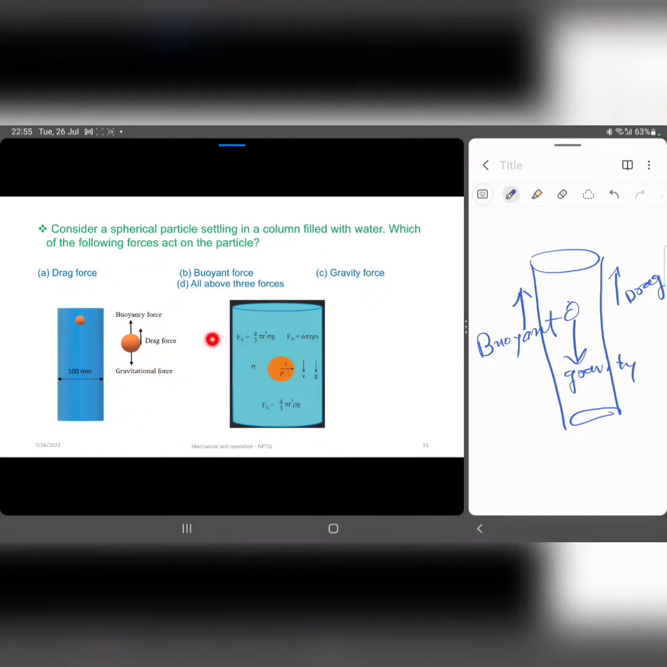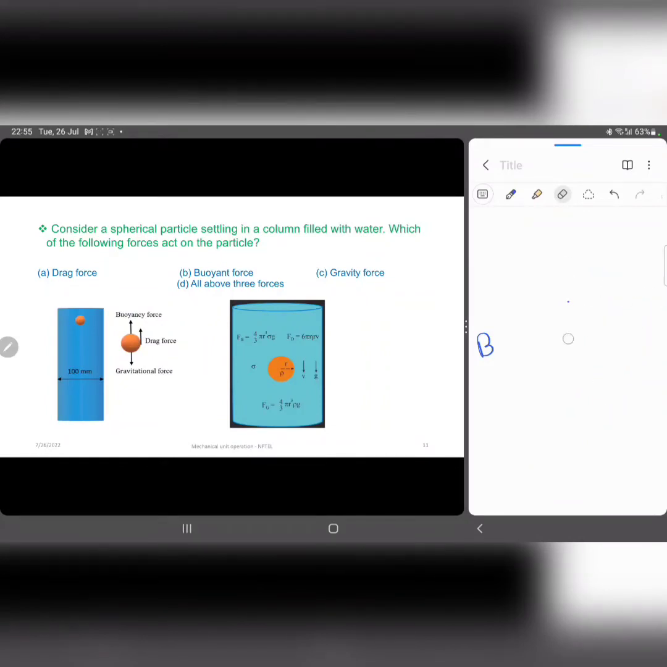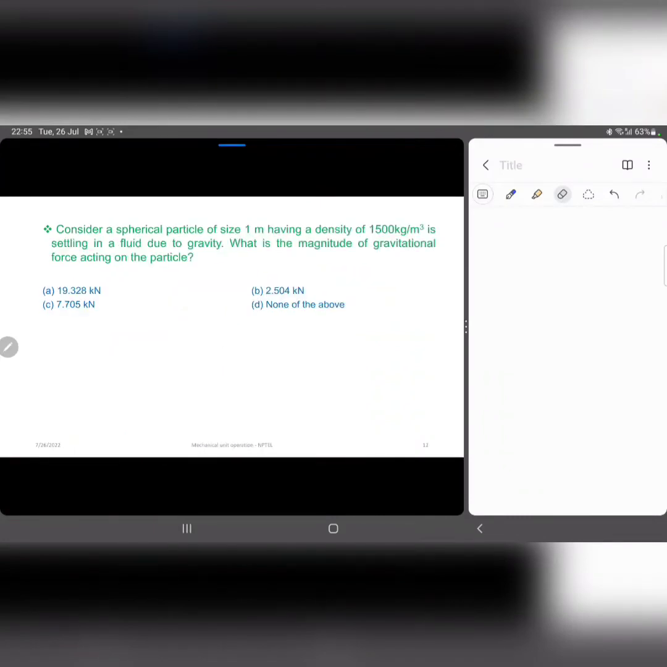We already visited all the formulas in our previous example. So by using this simple technique, you can understand that three different forces act whenever any kind of settling of a particle takes place. Now the answer is all three forces. Now consider a spherical particle of size 1 meter having a density of 1500 kilogram per meter cube settling in a fluid due to gravity. What is the magnitude of gravitational force?